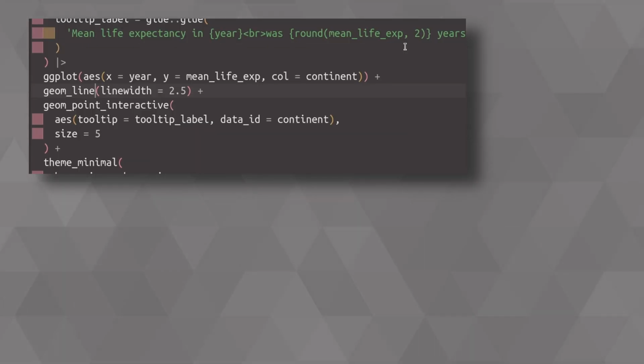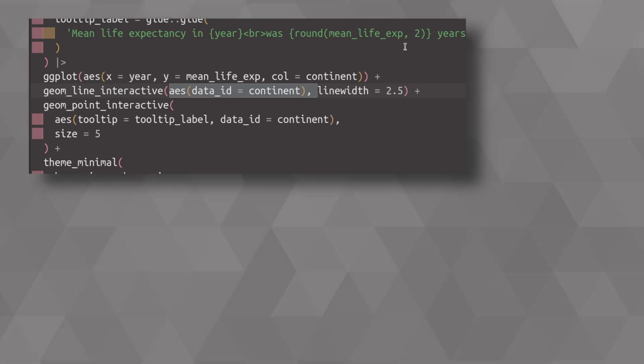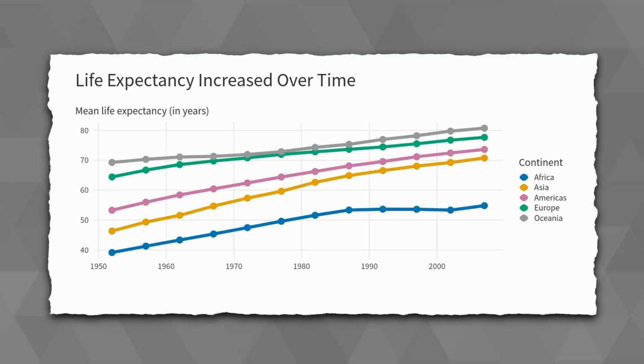Hopefully by now you know that all we need to do to make this interactive is to replace the original geom layer with the interactive one, and then map the data ID to the same thing as in the point layer. Then everything works smoothly, and if you hover over the line or the point, it doesn't matter, the hover animation will activate. Alright, cool, now let's style the hover animation as well.